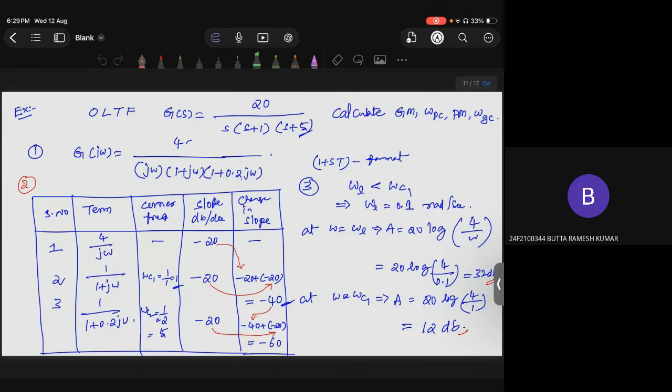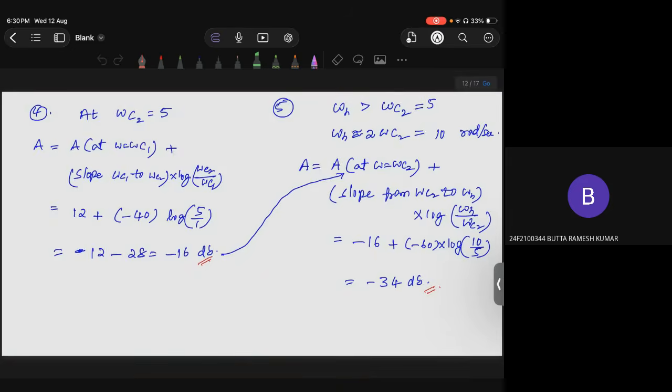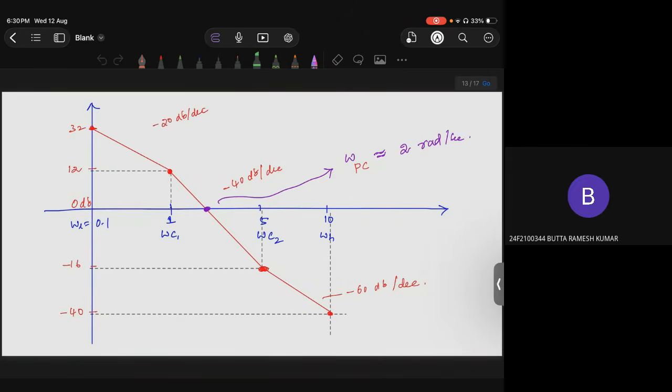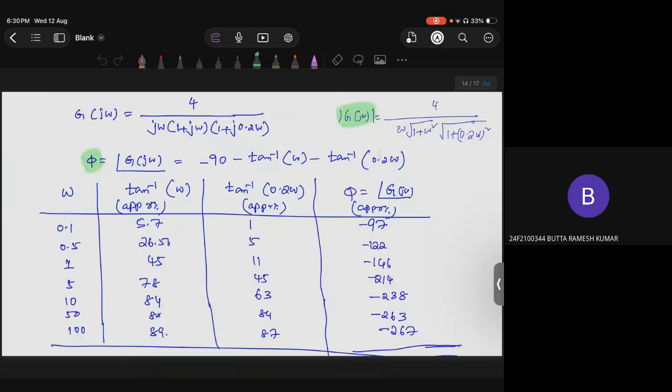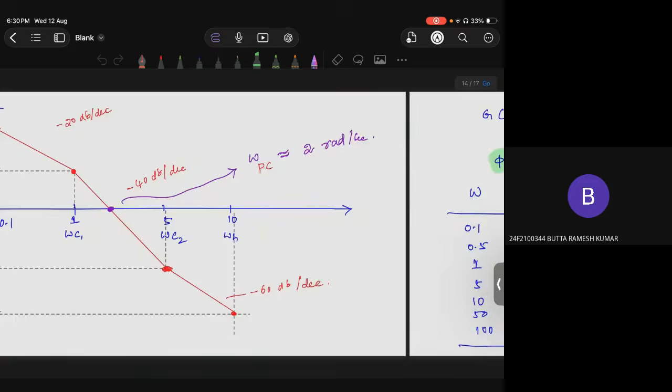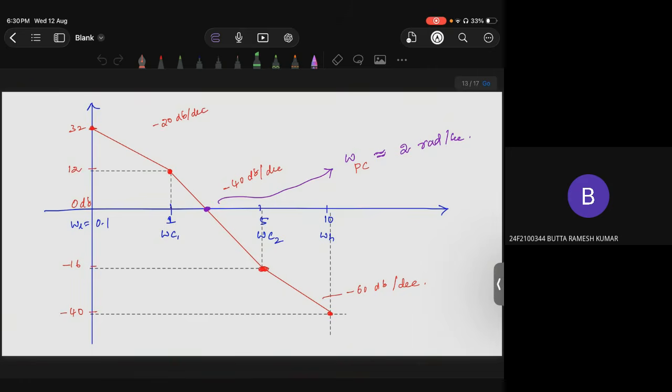In this case, what is the problem? We have an open loop transfer function, G of S. We should find the gain margin, phase crossover frequency, phase margin, and gain crossover frequency. First, you follow all these steps, the same steps, and plot the magnitude plot and phase plot. From the magnitude plot, we will find the phase crossover frequency.